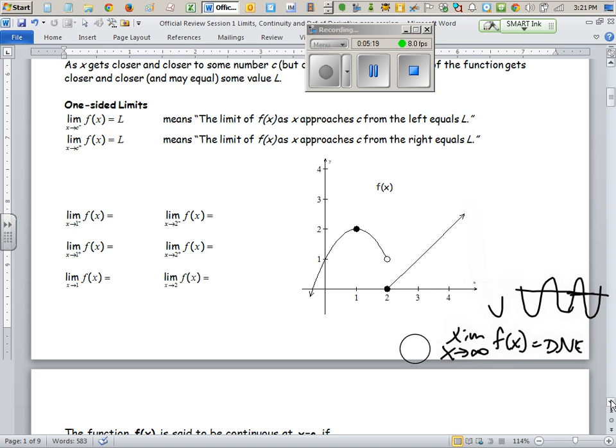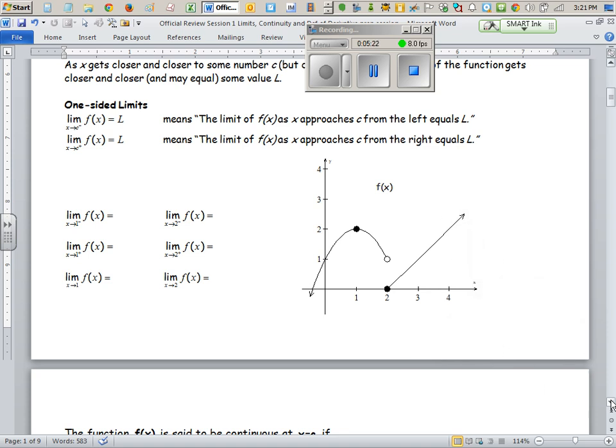There's another kind of DNE. It's kind of a weird one, but if you look at sine of 1 over x as x goes to 0, this is a weird one.